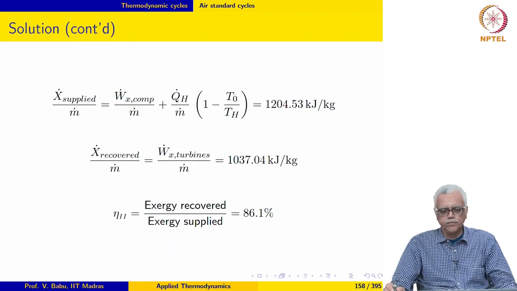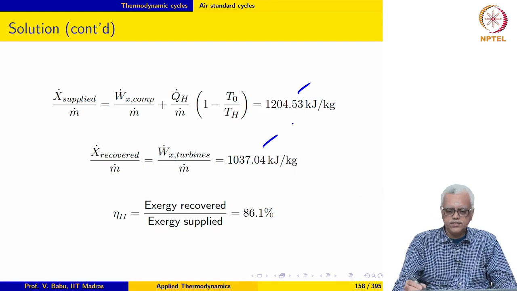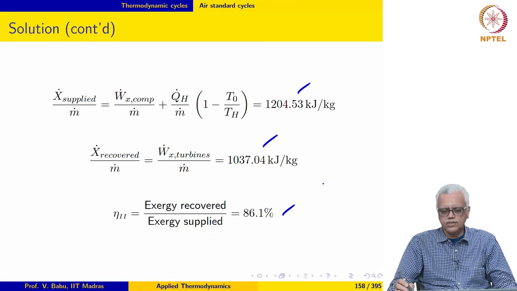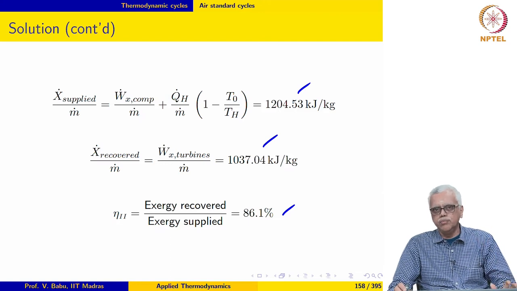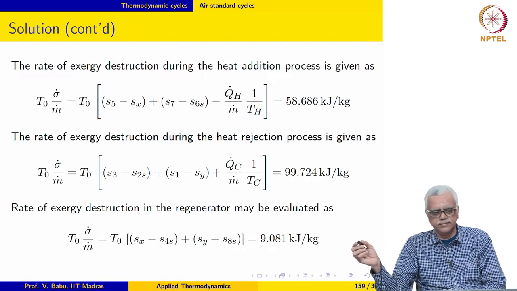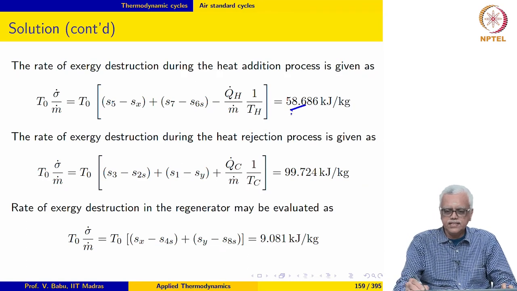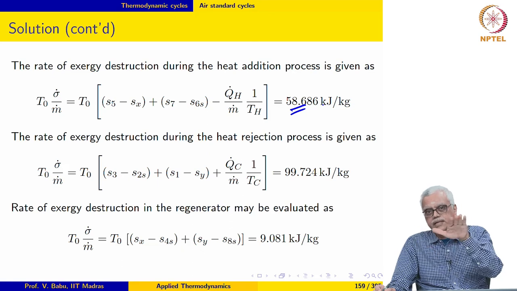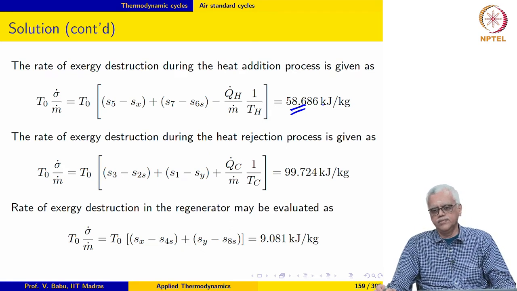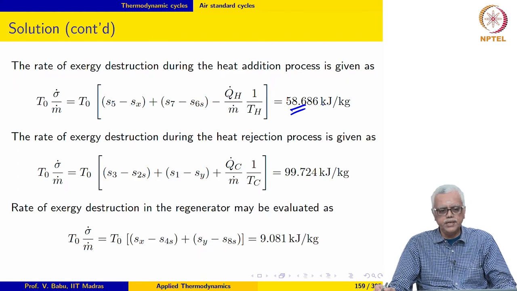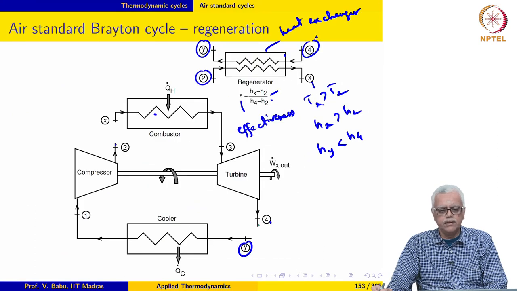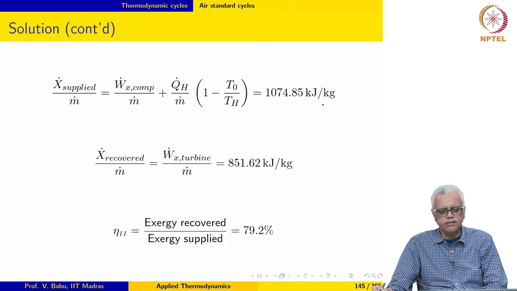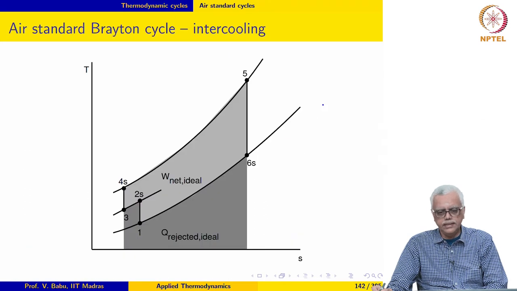had earlier. So, the rate at which exergy is supplied comes out to be 1204. The rate at which exergy is recovered is 1037. So, the second law efficiency is 86.1, which again is approaching the value that we had for the basic cycle. The rate of exergy destruction in the heat addition process, now remember the peak temperature in the cycle remains the same, right. So, the rate of exergy destruction now comes out to be 58.686, and this should be compared. We can compare this with the corresponding value for the intercooling cycle.